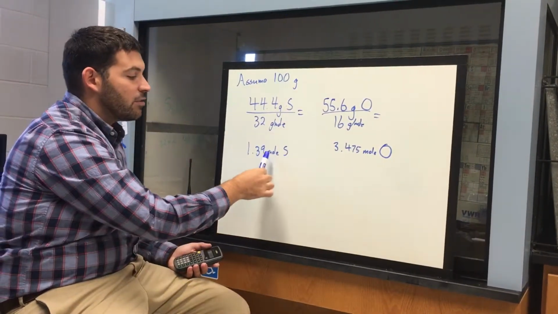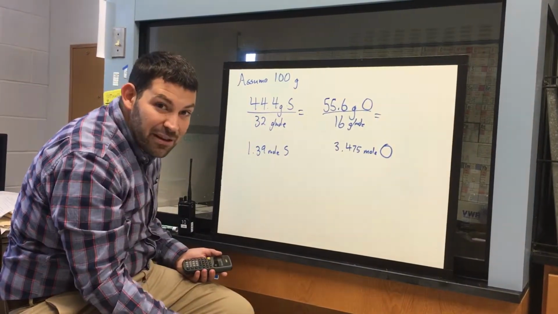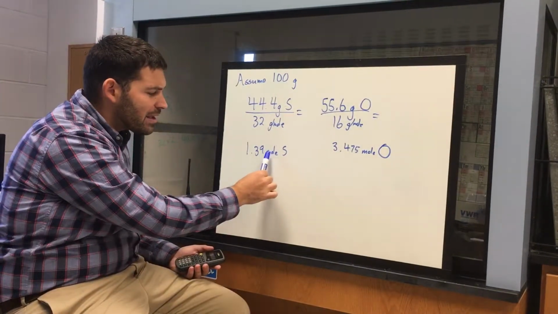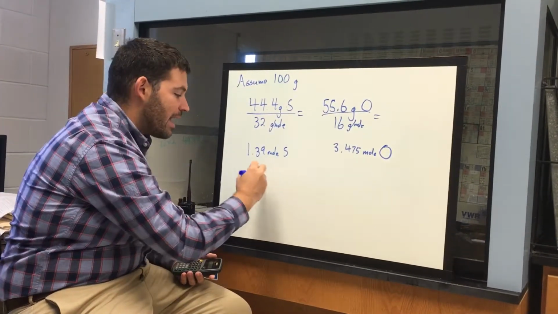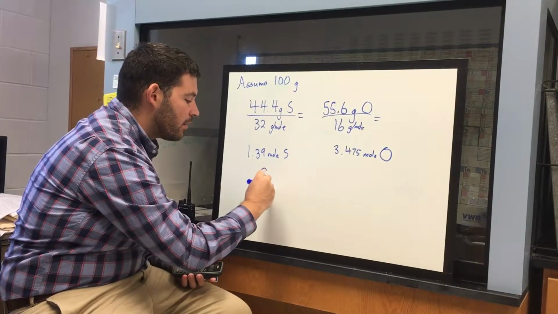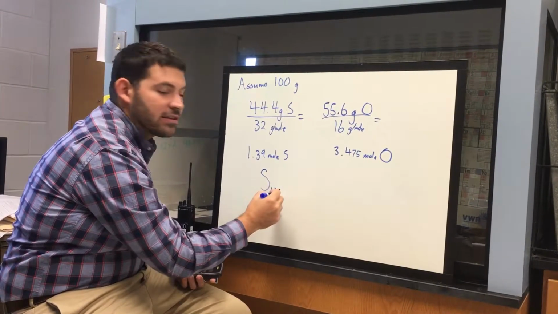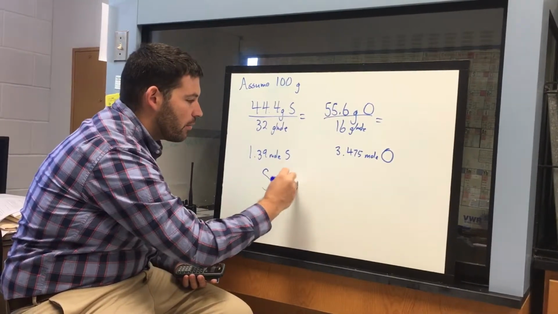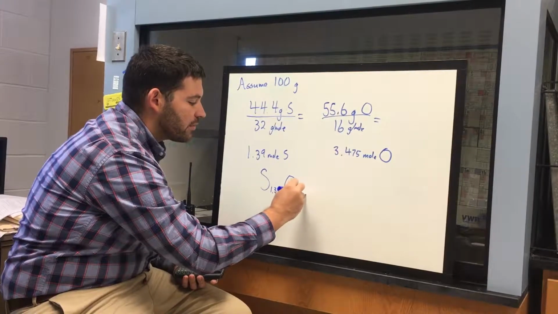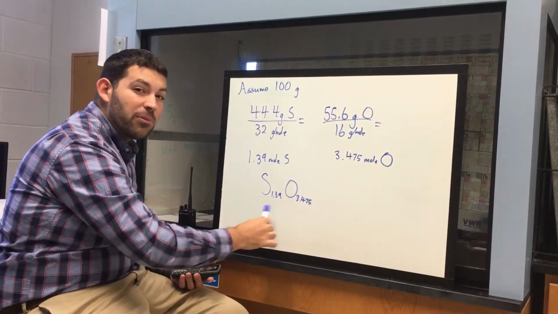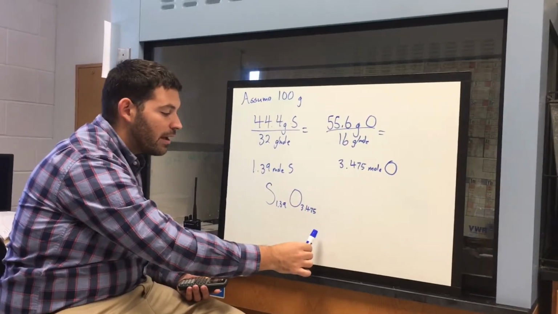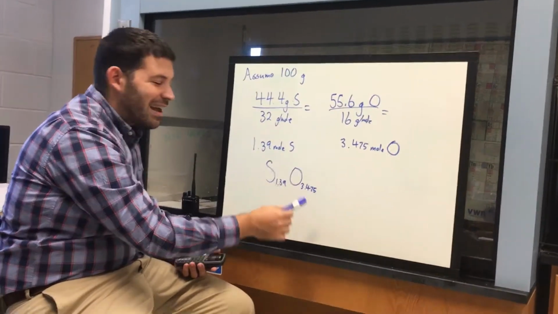So these are the moles. Now, because they're both in the unit mole, which is a counting unit that tells us how many atoms, we can take these number of moles and temporarily make them the subscripts. So S 1.39 and O 3.475. The subscripts should be the simplest whole number ratio between two different elements, and this is kind of yucky.